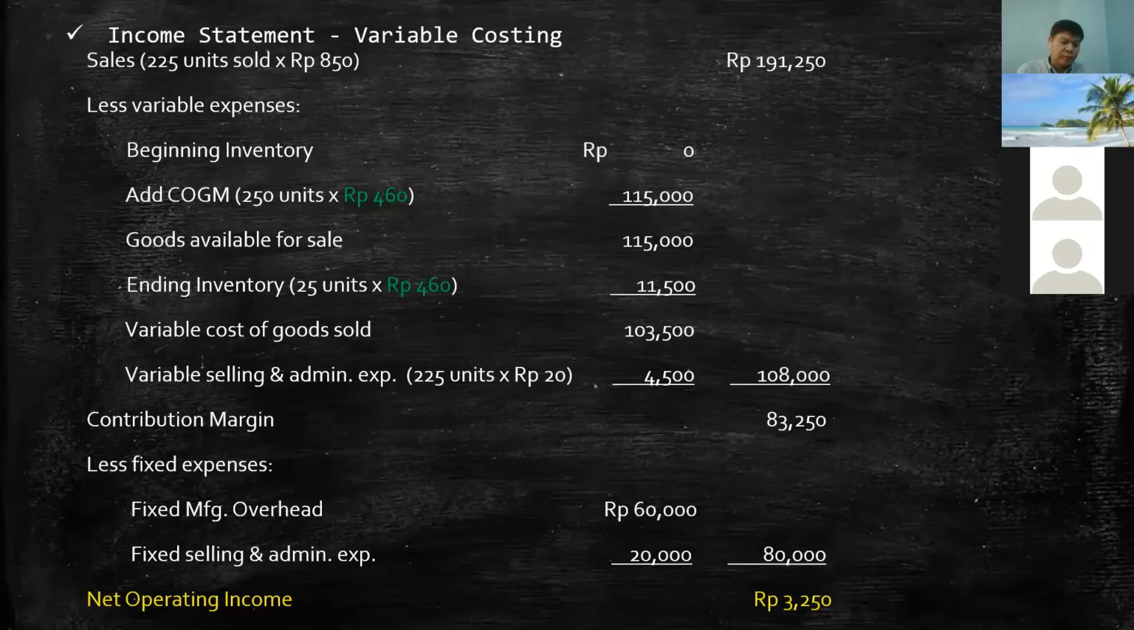So here is the second requirement on the problem. So income statement using variable costing. We already saw the absorption costing income statement a while ago. Now this is the other one, which is using variable costing. So that is our sales, 850 times the units sold. So beginning inventory would be 0, as we see on the given. Cost of goods manufactured would be 250, from the given also a while ago. So that will be our goods available for sale. We add the beginning inventory plus the cost of goods manufactured. So we already have our ending inventory also on the given, so we will just be deducting that from the goods available for sale.